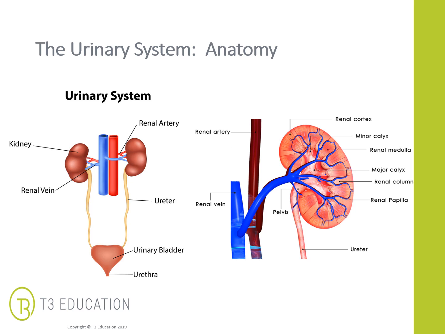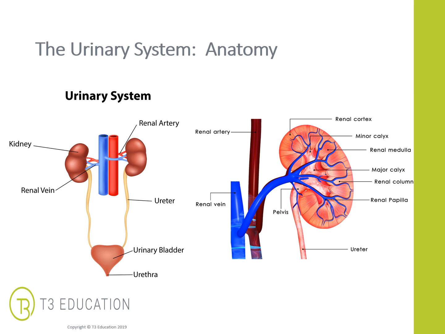So let's get into the nuts and bolts of the urinary system. What are the organs involved and how does it work? Let's start with the kidneys, which most of us are familiar with. We generally have two of these, one on each side, and they are found generally between the vertebrae of T12 and L3. So quite low on the torso of the body.